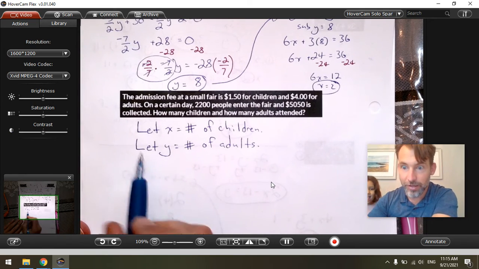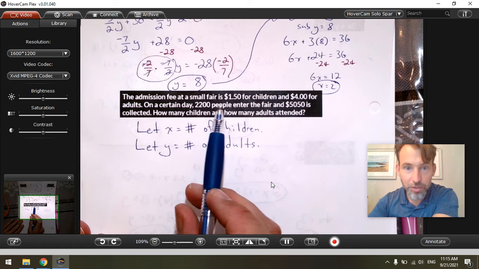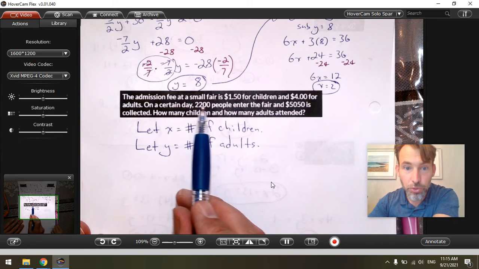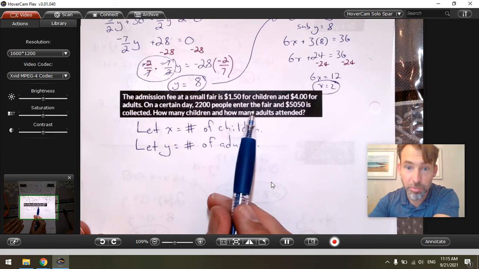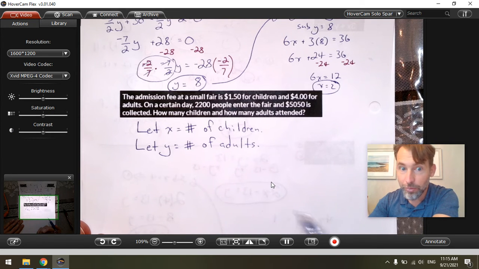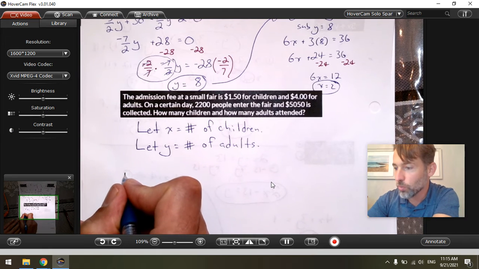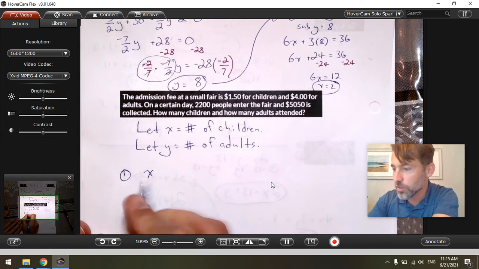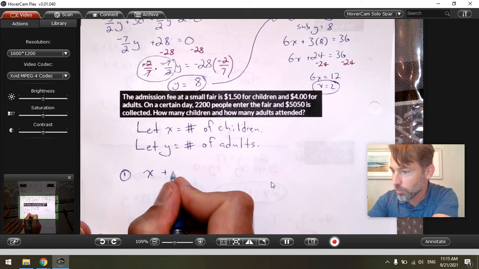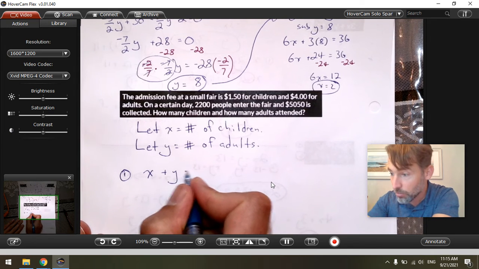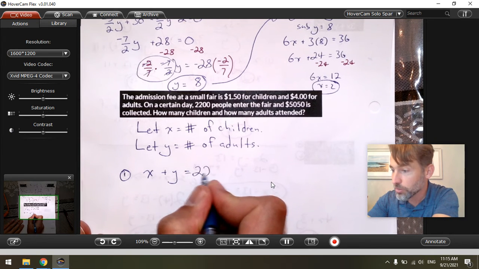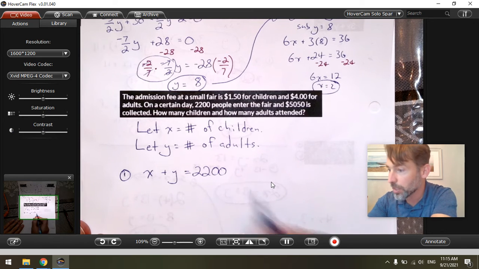Now, what are some things that we know? We know that 2,200 people entered the fair. So X plus Y equals 2,200. All right. So here's equation 1. X, which is the number of children, plus Y, which is the number of adults, must total to 2,200. Okay, that's one of my equations.